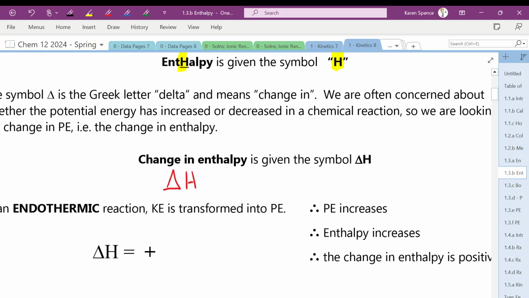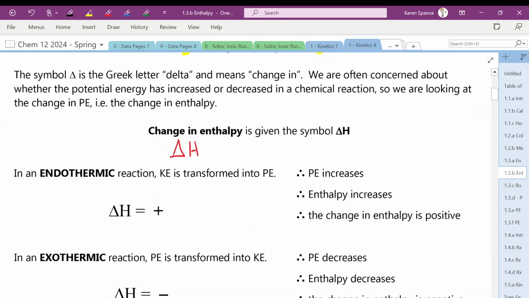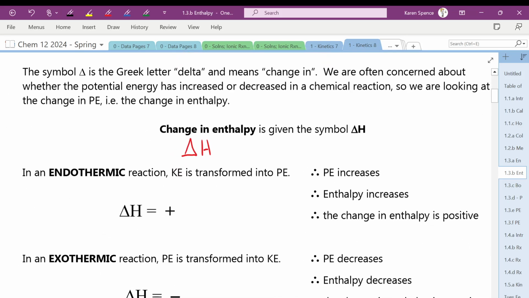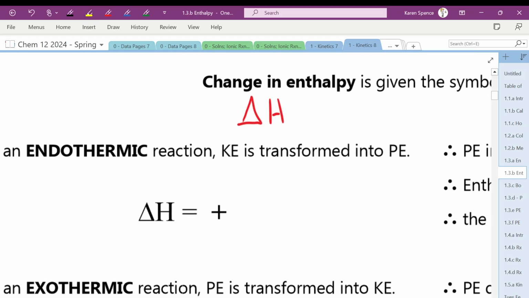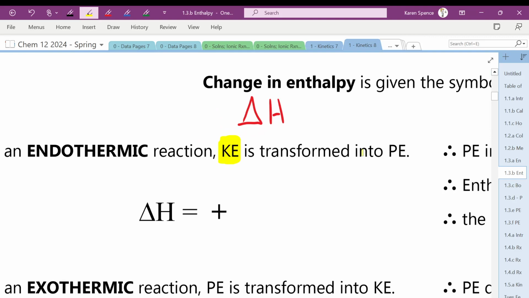Now, presumably you guys have heard of endo and exothermic reactions before, am I correct? Do we remember them, or have we forgotten them a little bit? We remember, we've forgotten, I got a mixed bag there. Okay, so for an endothermic reaction, we're going to talk about energy transformations. In an endothermic reaction, kinetic energy is transformed into potential energy. Because I don't know if you guys remember, energy is neither created nor destroyed. It can only be transformed.